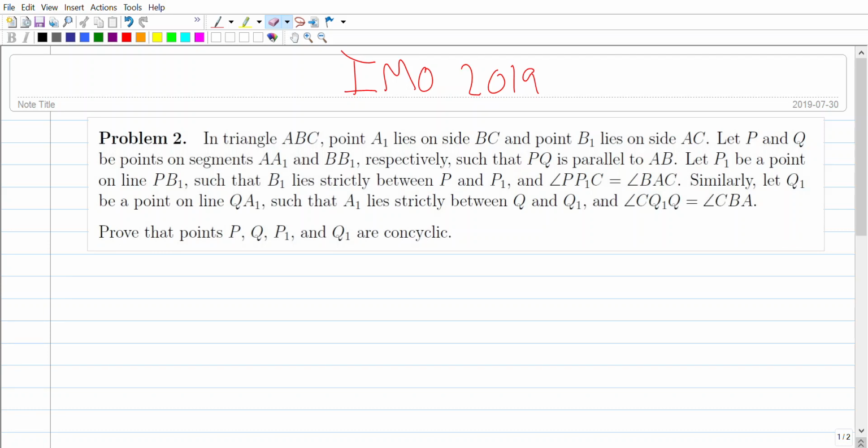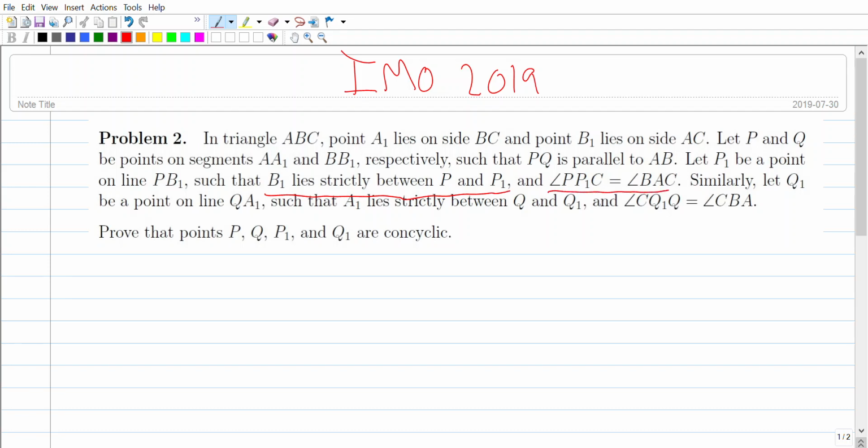Hello everyone, today we're going to be doing the second problem of the IMO 2019 and its solution. So the problem statement is as follows. We have a triangle ABC, points A1 and B1, which lie on sides BC and AC, and we let P and Q be points on segments AA1 and BB1, such that PQ is parallel to AB.